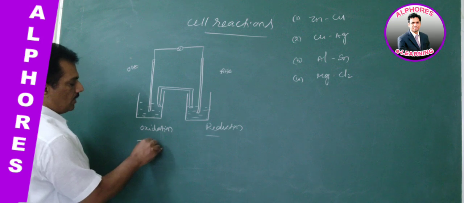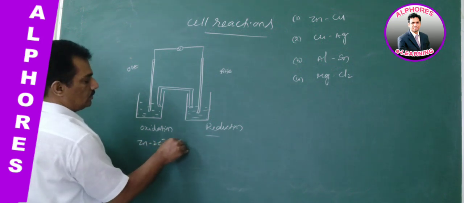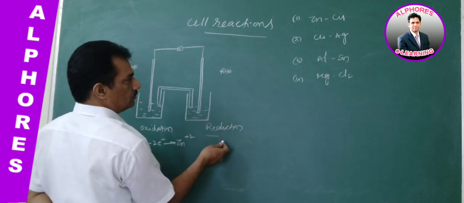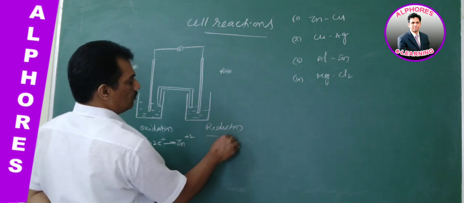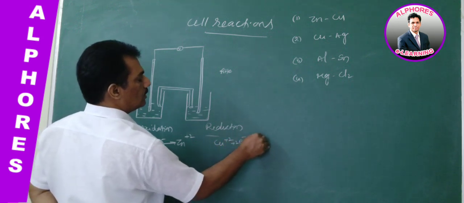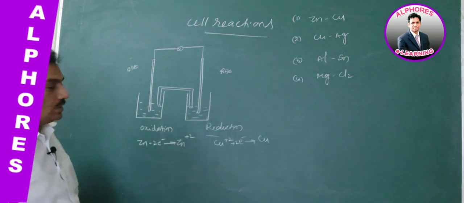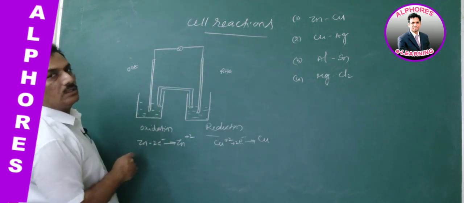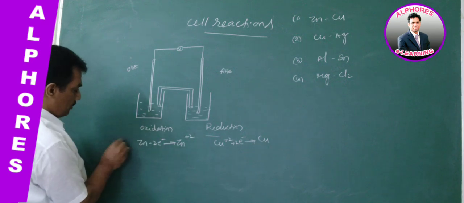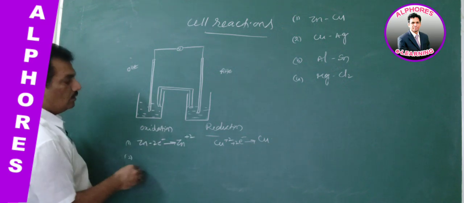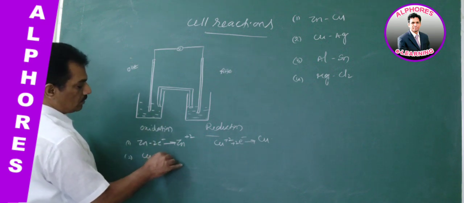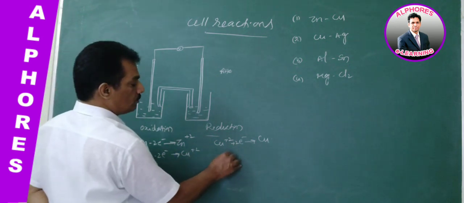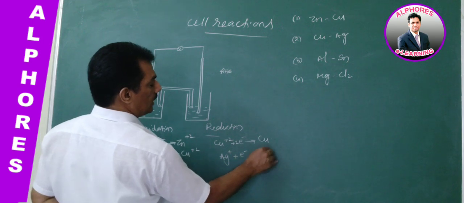Here zinc, by releasing electrons, oxidizes to Zn+2, and at the reduction half electrode, that is the copper electrode, copper ion by taking electrons goes for reduction like this. Now if the second electrode pair, that is a copper and silver electrochemical cell, we are considering, then what happens? I am writing all these reactions separately here. Here copper, by releasing electrons, will oxidize to Cu+2, and silver is supposed to go for reduction like this.